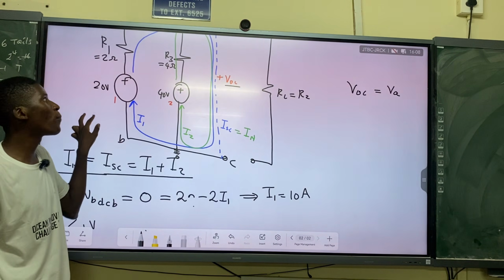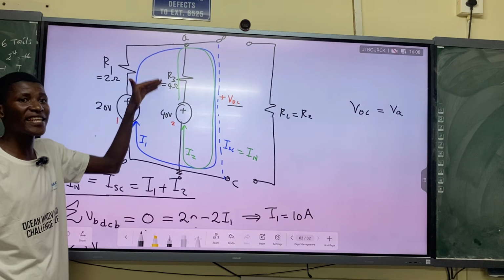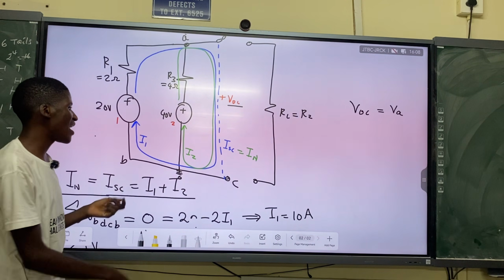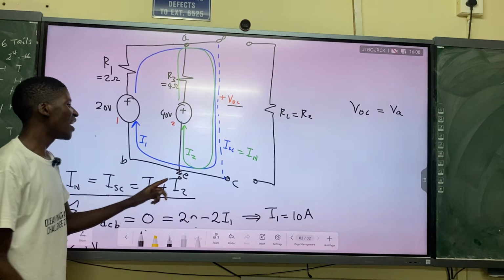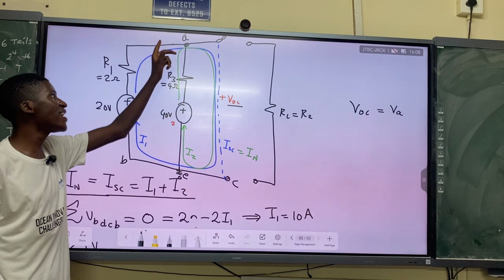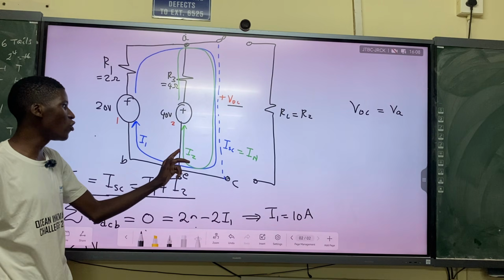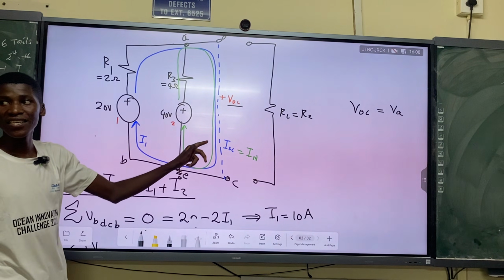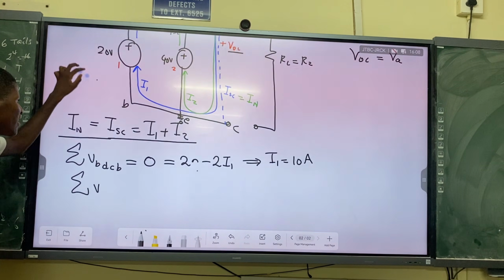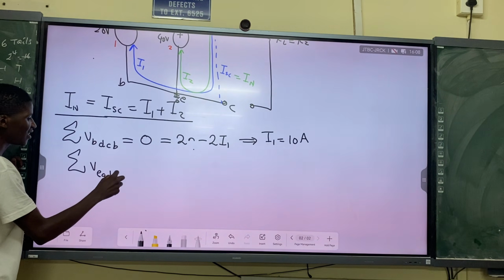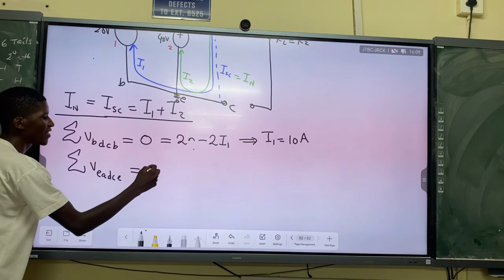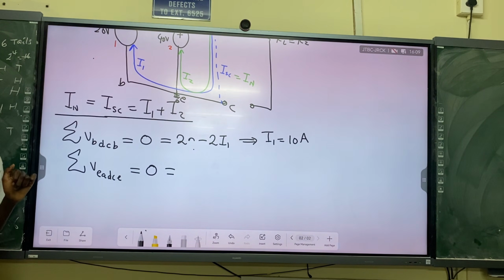For the second loop, this green loop, if we say maybe this is E, the loop is E, A, D, C, E. This is the loop where we have the green current. The sum of E, A, D, C, E must be equal to 0 because it's a closed loop.